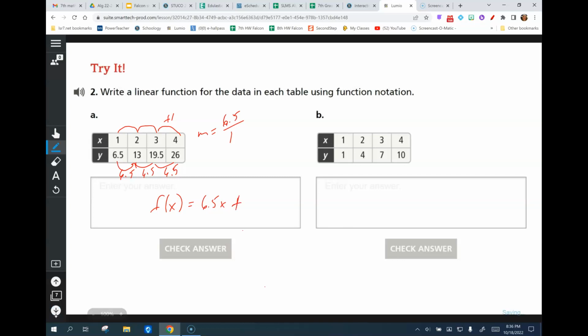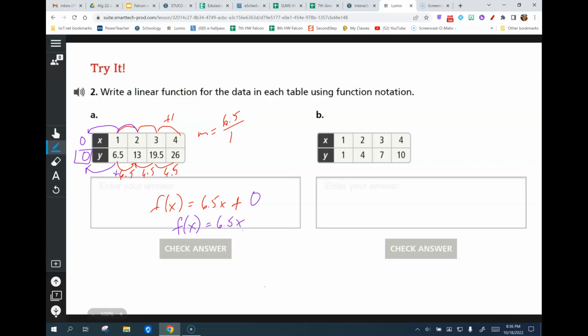So f of x is equal to the slope times x plus, let's see what our y-intercept would be. So what I can do for my y-intercept is instead of going up 1, I'm going to go down 1. That gets me to 0. So then this value right here would be my y-intercept. Here I was going up by 6.5. Now I'm going to go down by 6.5. And what do I get to? I get to 0. That's my entire function. And I would just write it as f of x is equal to 6.5x. Pretty cool, isn't it?